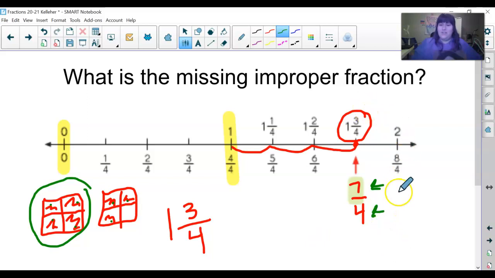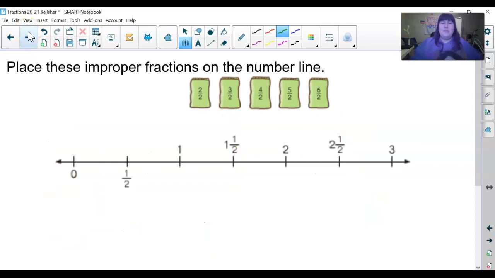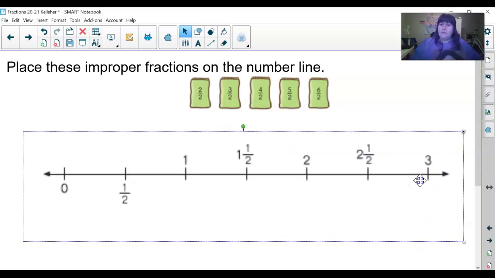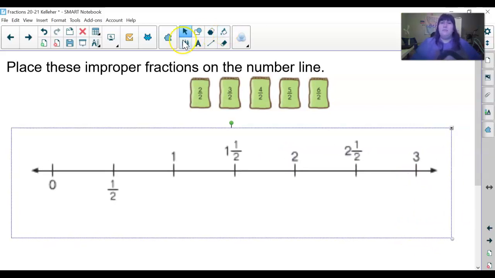3/4, 7/4. Place these improper fractions on the number line. Another practice. Remember, if we have improper fractions and mixed numbers, those are the same because they are both greater than 1. Improper fractions and mixed numbers mean you have more than one of something.